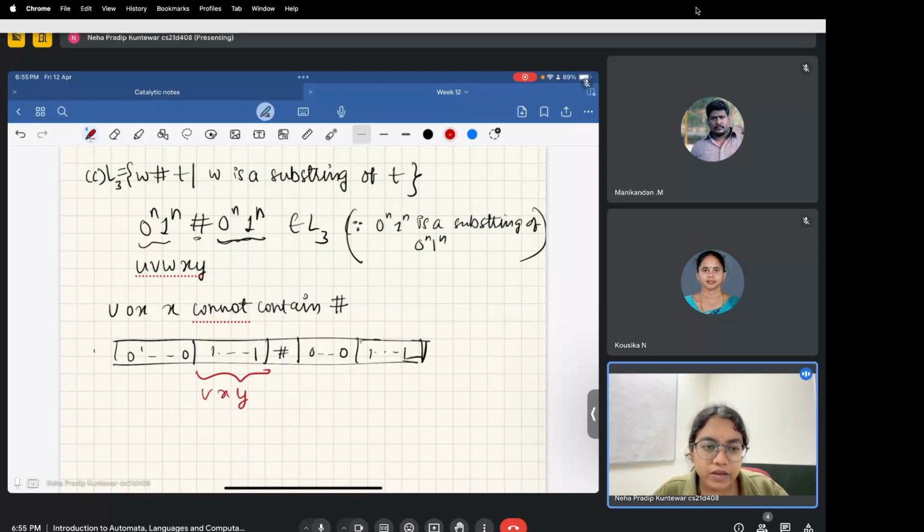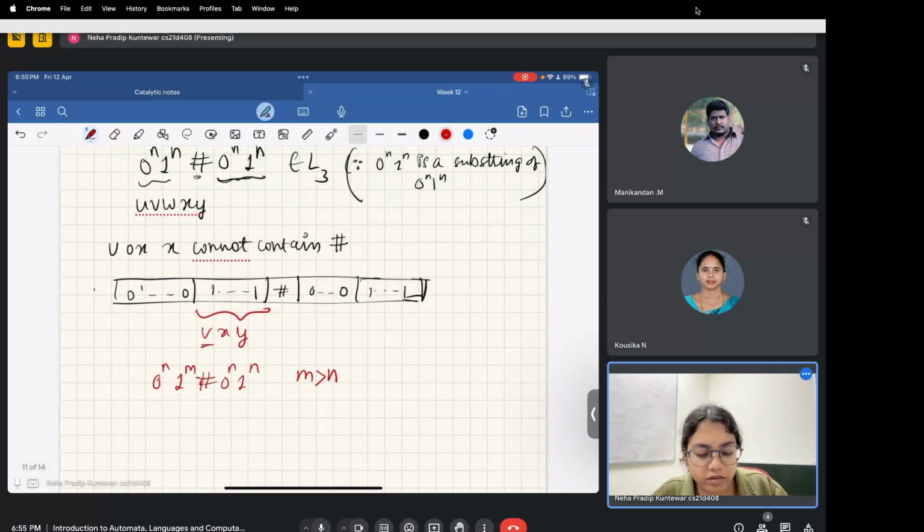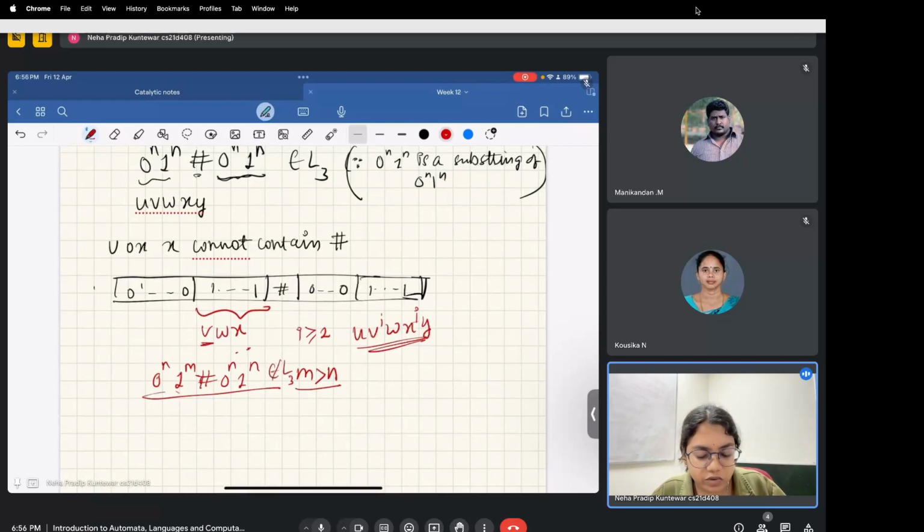Now if you pump it up, then you will get a string 0^n 1^m # 0^n 1^n, where m is strictly greater than n, because we are pumping up. So for i greater than or equal to 2, you will have u v^i w x^i y. This will be of this form where m is strictly greater than n, and we know that this is not in the language, so this can't happen.